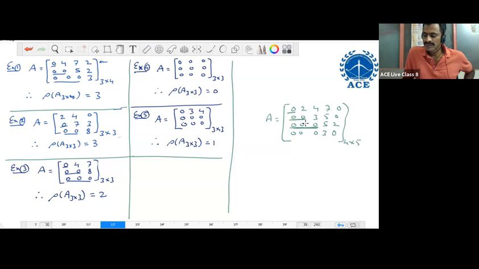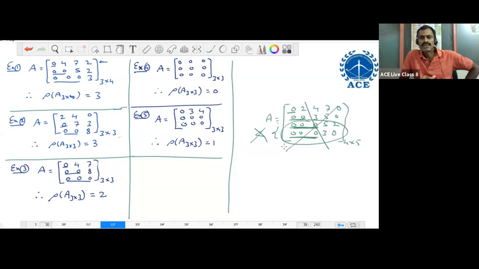If we have 2 zeros in the next row, we should have more than 2. That is 3. If we have 3 zeros in the next row, we should have more than 3. But here, only 3 are there. Therefore, it is not in echelon form. Between the last 2 non-zero rows, the less than condition is not satisfied. Therefore, the matrix is not in echelon form.